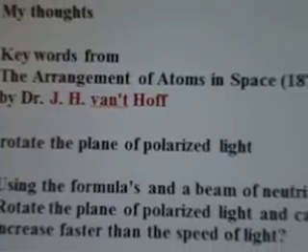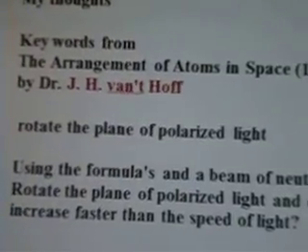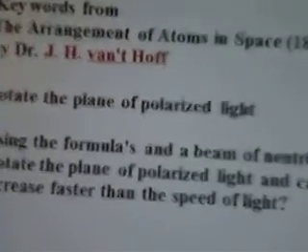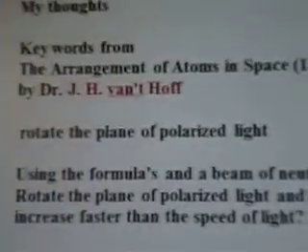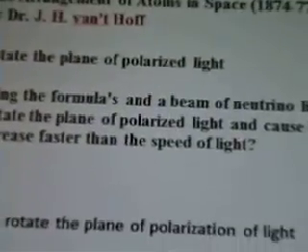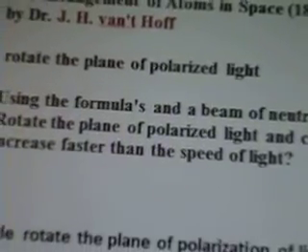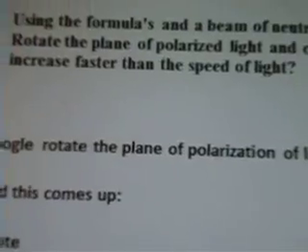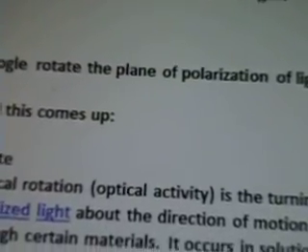The keywords from The Arrangement of Atoms in Space, 1874 to 77, by Dr. J.H. van 't Hoff. It says, rotate the plane of polarized light. Using the formulas and a beam of neutrino light, can we rotate the plane of polarized light and cause its collisions to increase faster than the speed of light? So I'm going to Google "rotate the plane of polarization of light" to see what happens.